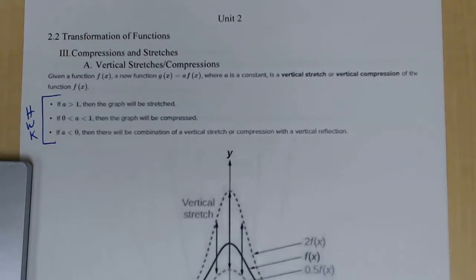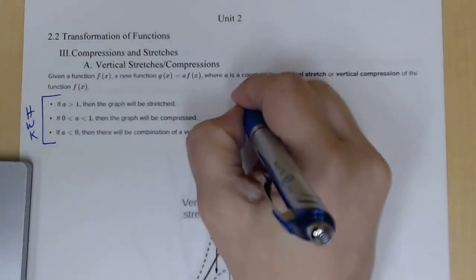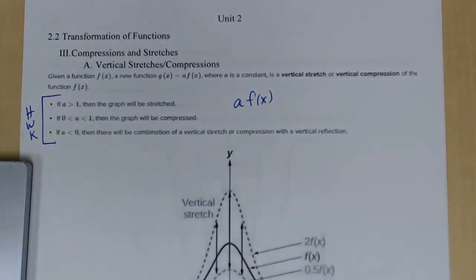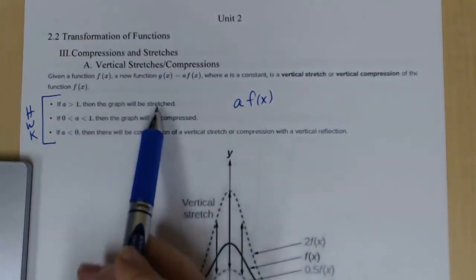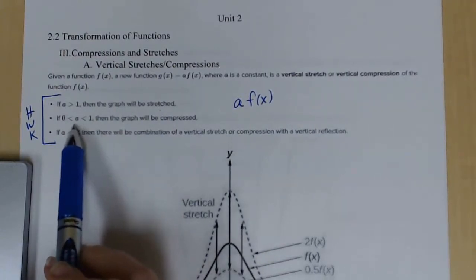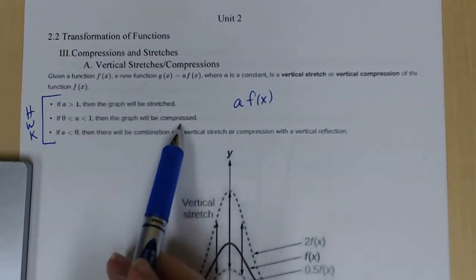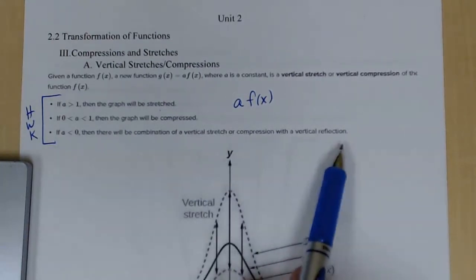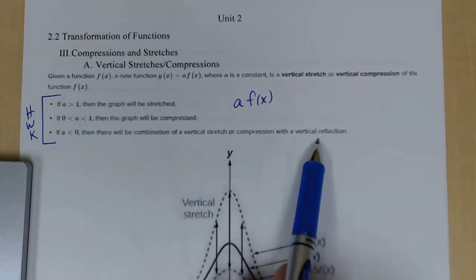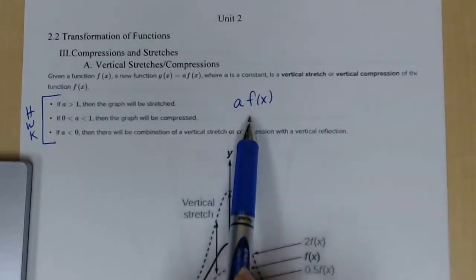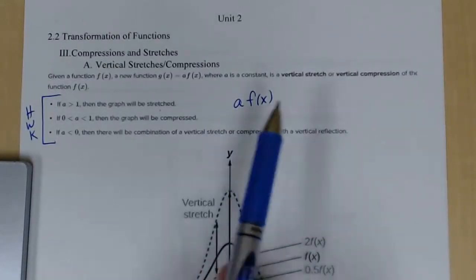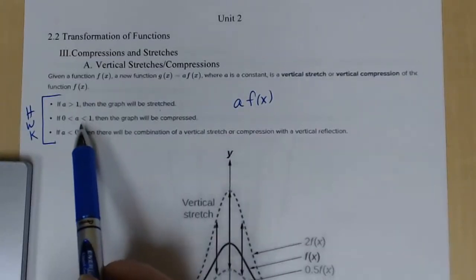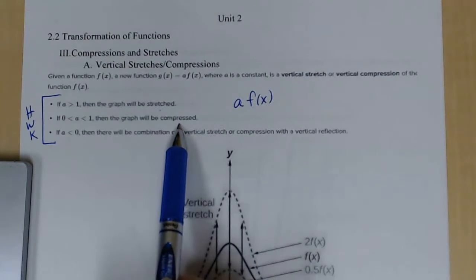And it says if a is greater than 1, so what we're doing is we're taking an a value and multiplying it times our function. If it's larger than 1, then it's stretched. If it's between 0 and 1, so it's a fraction, it's compressed. And if it's less than 1, that means that you had a stretch or compression with a vertical reflection. So what they do is they don't consider negatives in this. That was the previous page in reflections. They're saying number bigger than 1, it's a stretch. A fraction between 0 and 1, that's compressed.